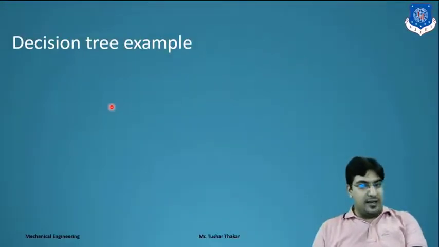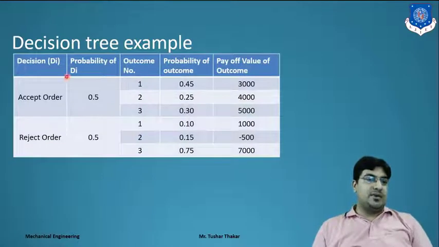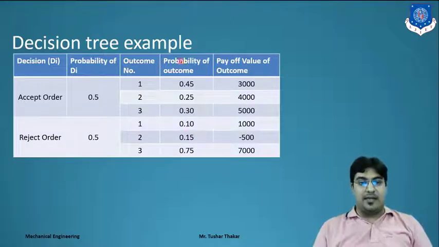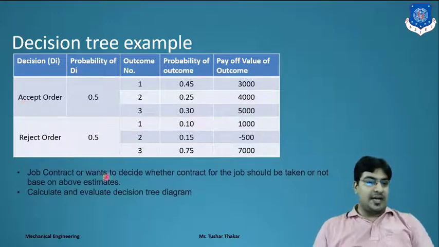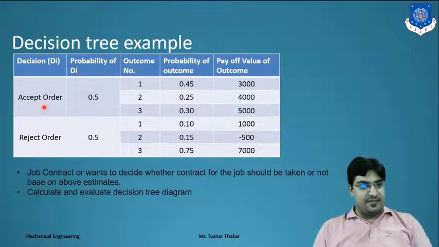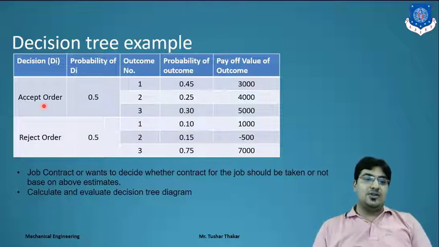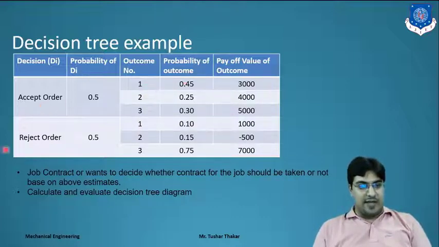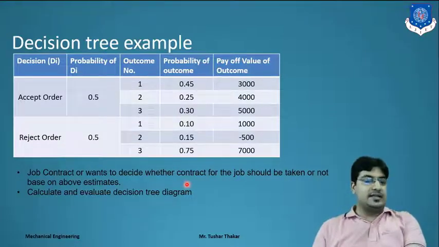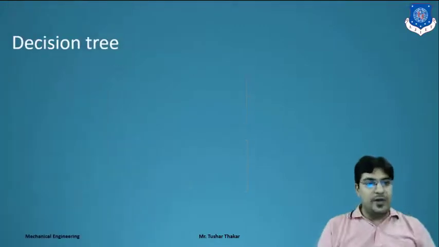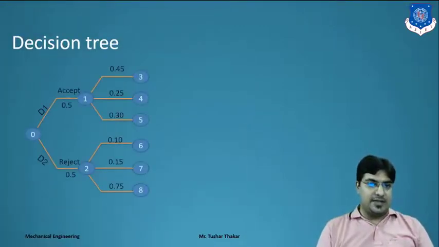So take an example of it. Here the example is given. The decision they have, and they have a probability, and that is the outcome, that is a chance of that. Means one job contract is there, and if they accept the job contract, they find out this type of outcome. If they reject, they find out this type of outcome. Now we calculate and draw a decision tree. So now we draw a decision tree based on that problem.